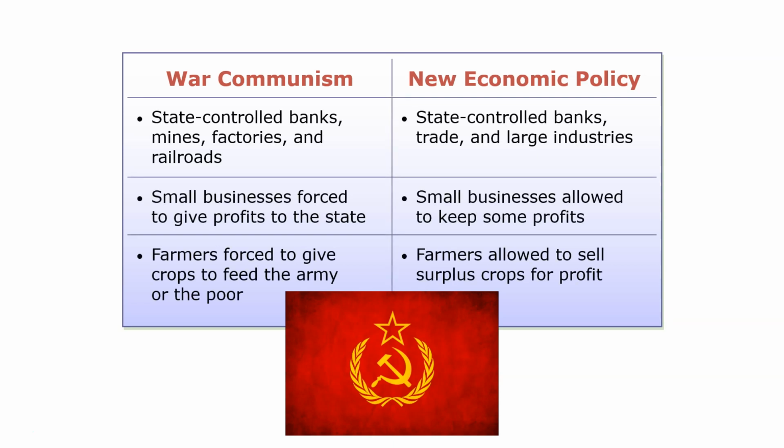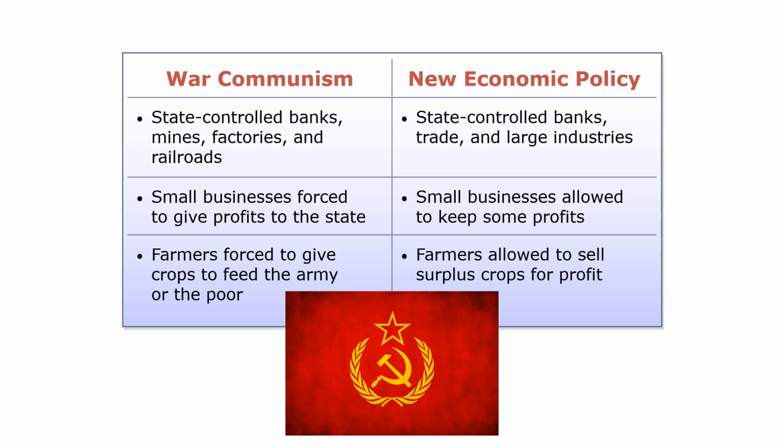Some other similarities and differences between war communism initially and the New Economic Policy. State-controlled banks, the mines, factories, and the railroads. Under the New Economic Policy, most large industries, but not all, were controlled by the state, and they still controlled the banks. The big changes were with the smaller businesses. Under war communism, small businesses were forced to give all their profits to the state. So there was no incentive to do better, to produce more, to sell more in order to keep a profit. Under the New Economic Policy, some small businesses were allowed to keep their profits.